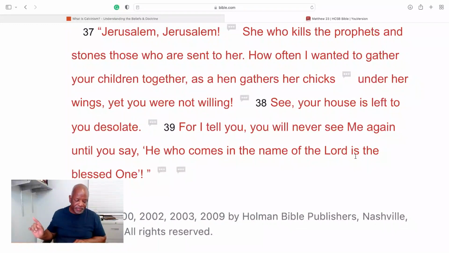He says, the vital important thing to note here is that the ones the Lord desired to gather are not the ones who were not willing. Why not? Okay, now watch this. Jesus speaks to the leaders about their children, and that the leaders would not allow him to gather. Allow him to gather. So now let's stop. Remember that one of the things the Calvinist teaches is that you can't stop whom God chooses.